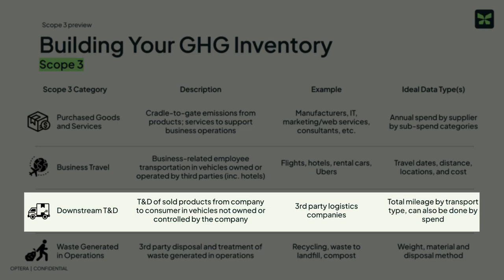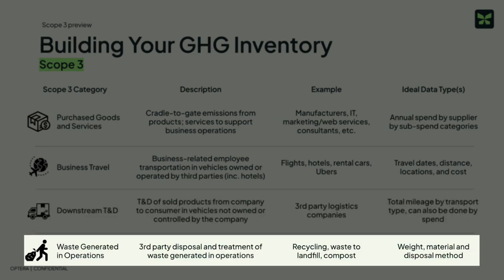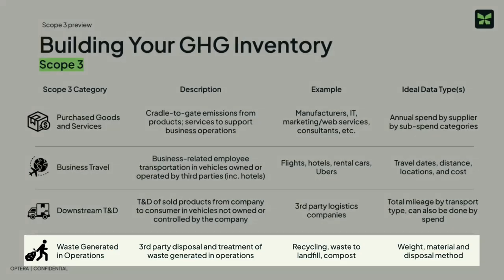And Scope 3 also includes emissions arising from the waste generated from an organization's operation, including third-party waste disposal and treatment services, such as recycling, waste to landfill, and composting services. Key data here would include the weight, material, type, and disposal methods.